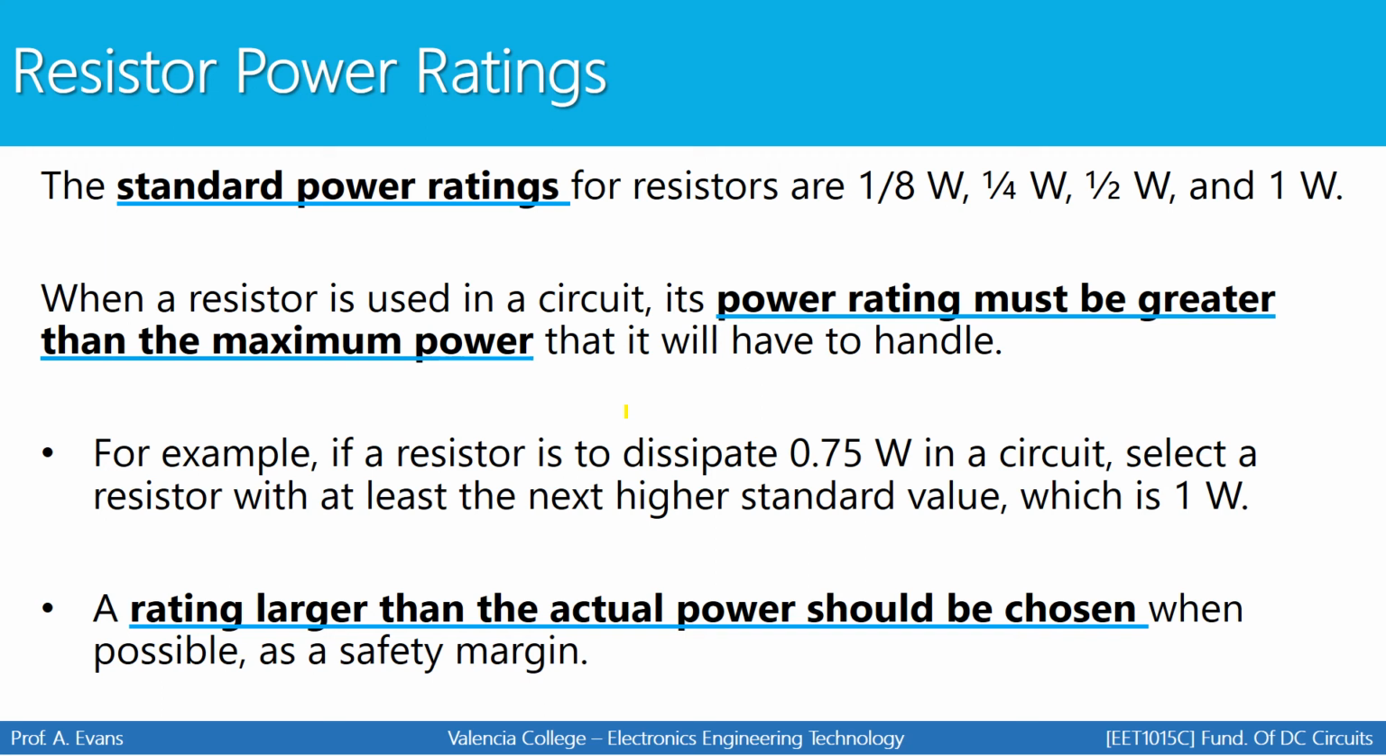For example, if you have a resistor that's going to dissipate a maximum value of 0.75 watts in a circuit, you'll want to select a resistor with the next highest power rating, which is 1 watt, so that you have a safety margin there, and that your resistors will not burn up due to excessive power. Now 1 watt is the least next higher standard. You could pick a 2 watt, a 5 watt, a 10 watt resistor if you wanted to, but you need a minimum of a 1 watt resistor. You need that power rating to be at least 1 watt for safety. As in any circuit, you should always choose a rating that is larger than the actual power so that you have a buffer for safety.